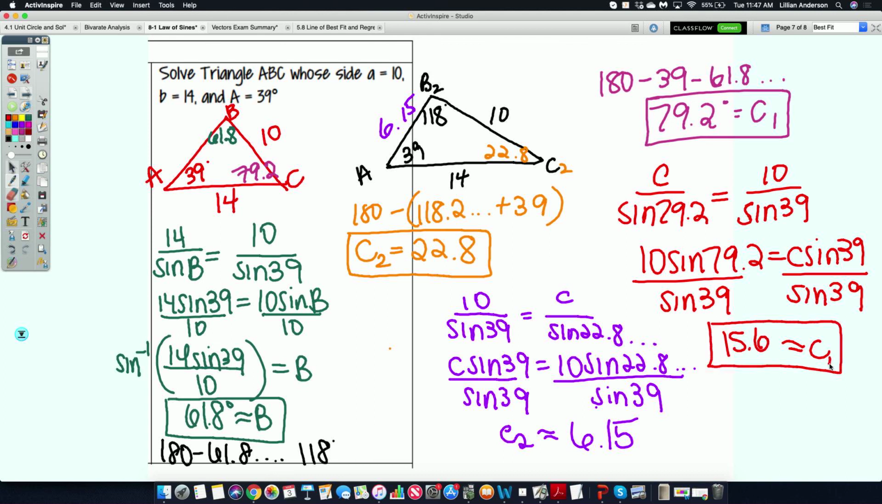So I'll have 6 sets of solutions here. I'll have angle B for triangle 1, angle C for triangle 1 and side C for triangle 1. Then I'll have angle B for triangle 2, angle C for triangle 2, and side C for triangle 2.